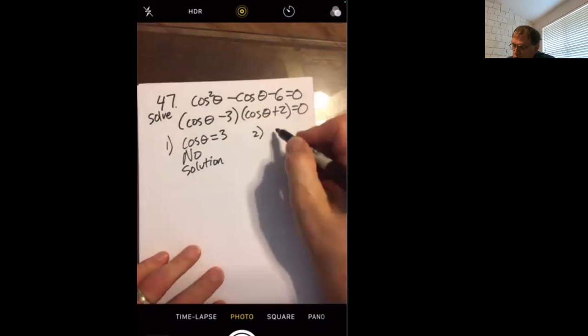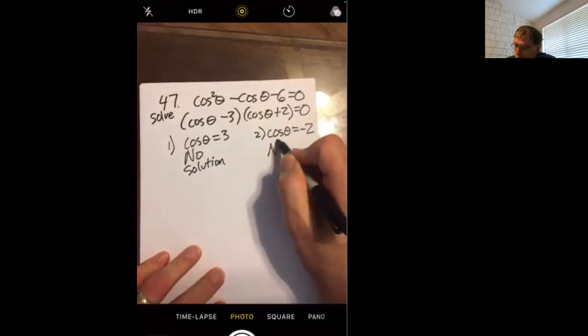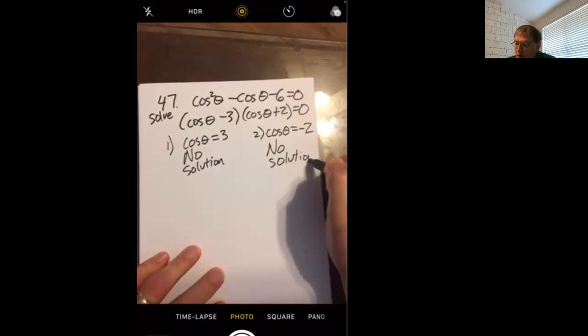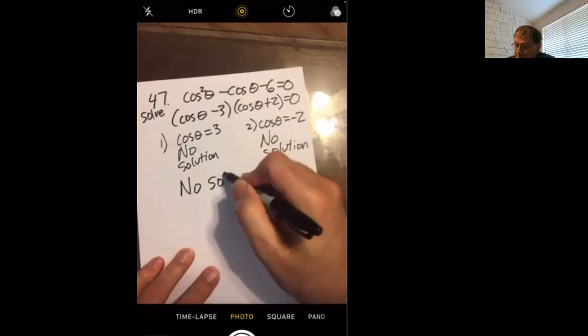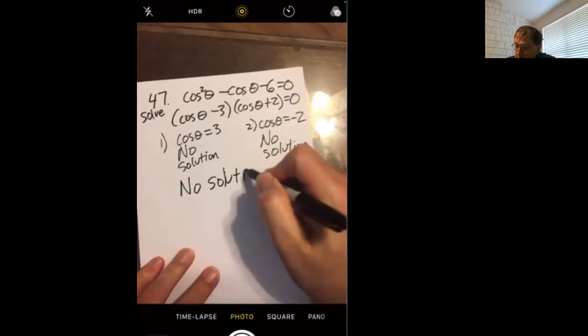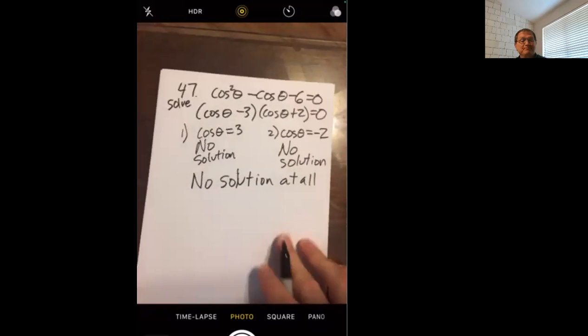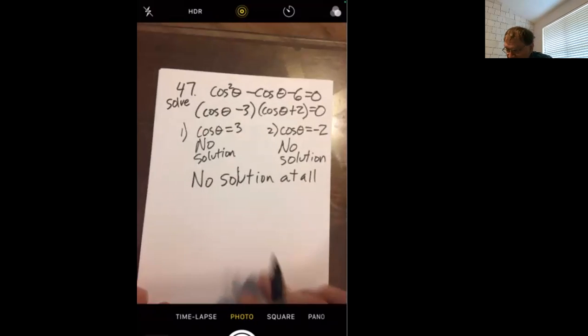Number 2, cosine theta equals -2. There's going to be no solution. Your sines and cosines have to be between -1 and 1. There is no solution at all on this one. No angle at all you can plug into that and get it to work. None.